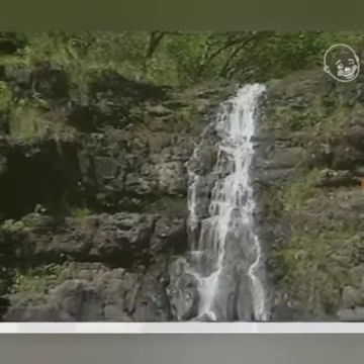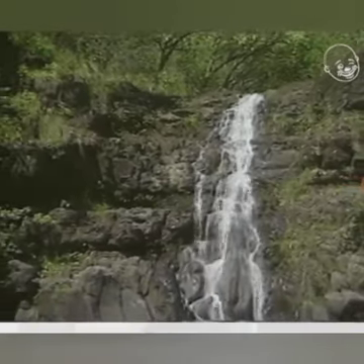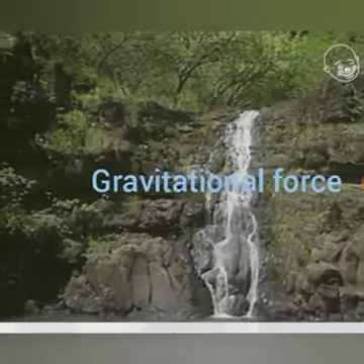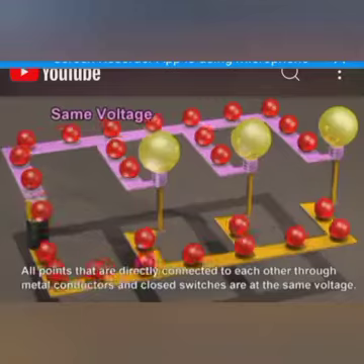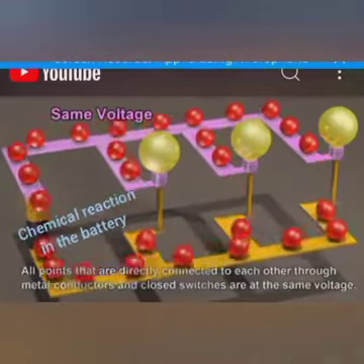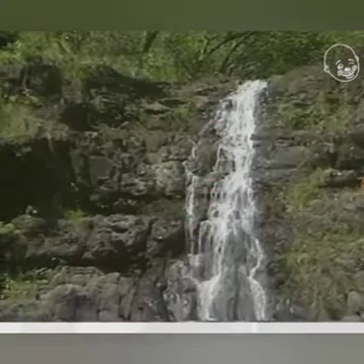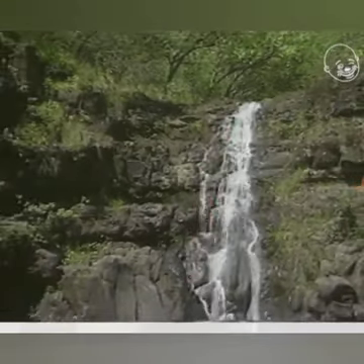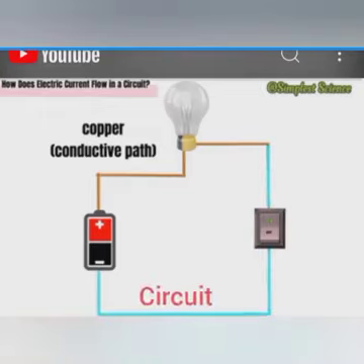What is different in the two systems? 1. The force driving water to flow is gravitational, provided by the Earth's gravity, while in the electrical system the force is provided by the chemical energy in the battery. 2. Motion of water particles takes place in the waterway, while motion in the electrical system takes place in the conducting cables known as the circuit.